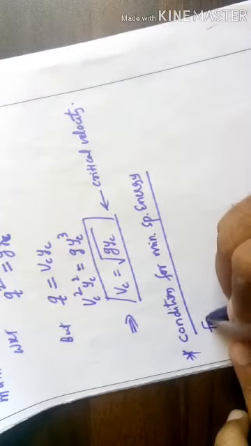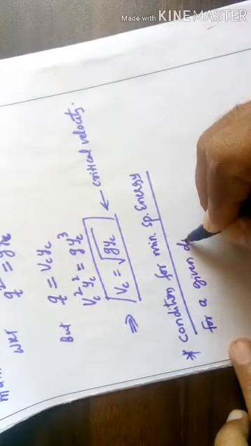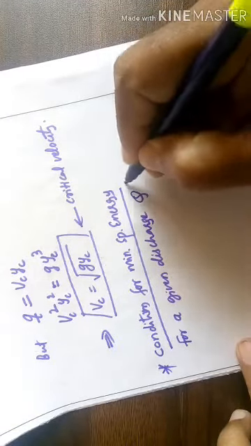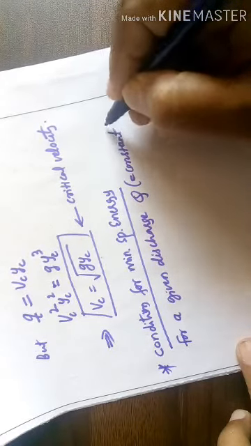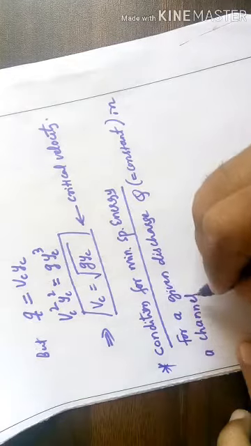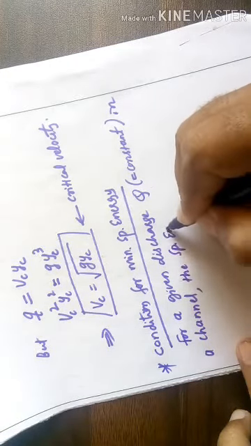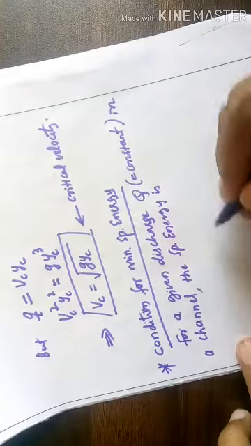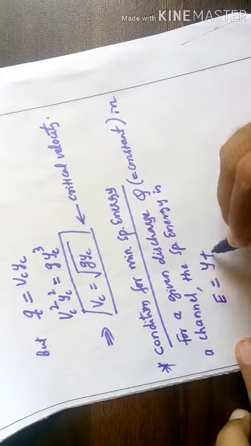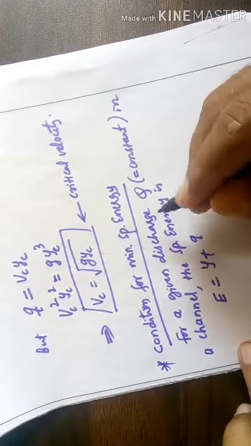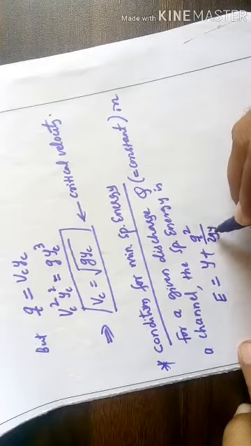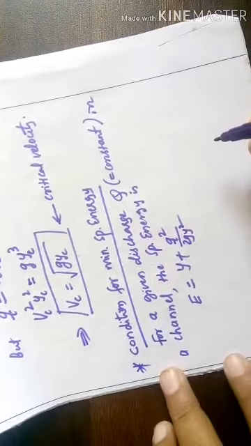So for a given discharge, that is q, which is constant in a channel, we can get the specific energy as E equal to y plus q square divided by 2g y square. This is the equation we are having.